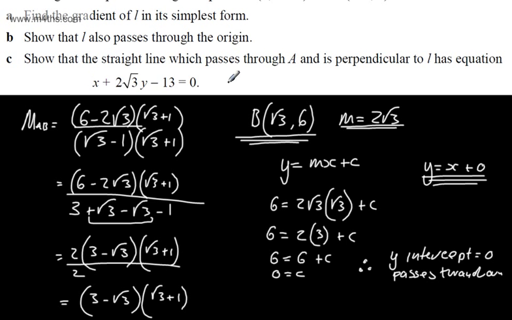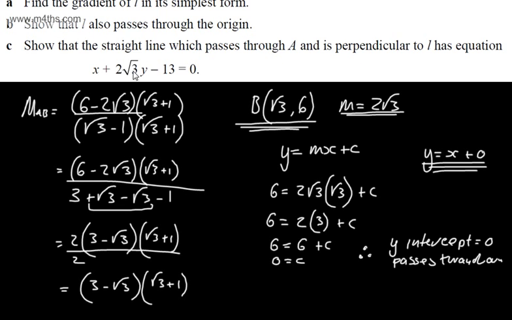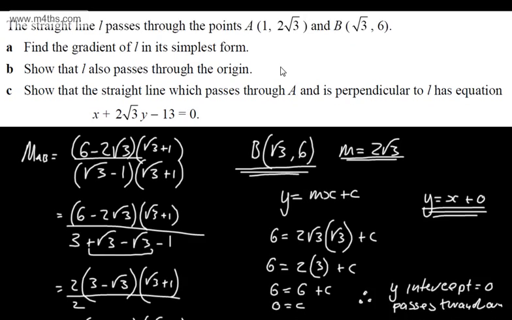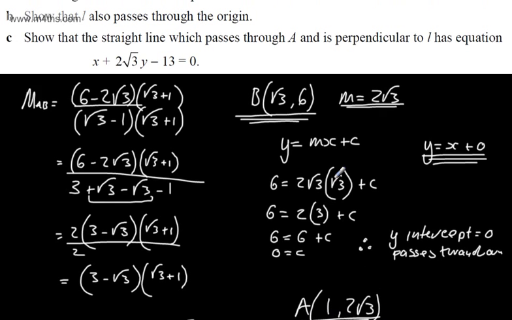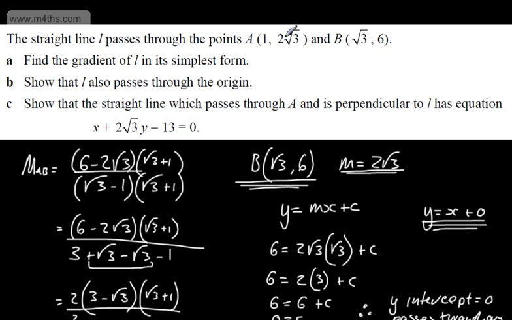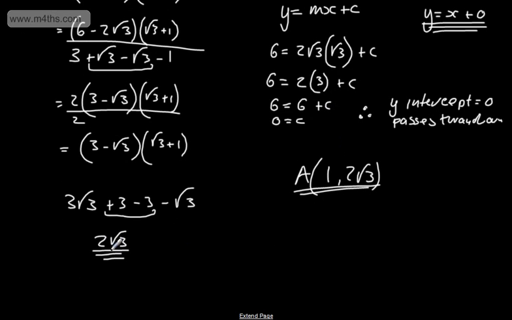We need to show that the straight line which passes through A and is perpendicular to L has equation x plus 2 root 3y minus 13 is equal to 0. So let's look at point A. Point A is 1 comma, and then what did we have? 2 root 3. So that's the point on L. If we look at this now, this is M1. So we can write M1 is going to be equal to 2 root 3.